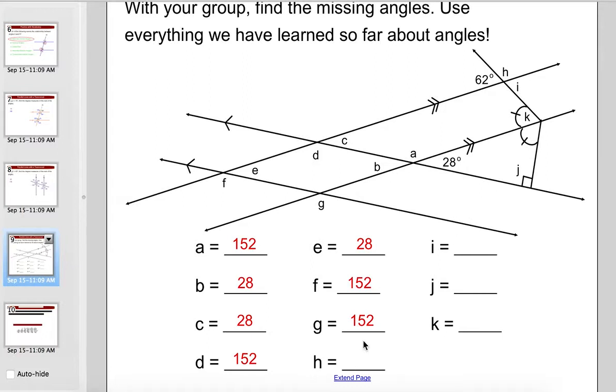Okay, I can do H right away. H and 62 make a linear pair. So we can go 180 minus 62 to get 118 for H. I and 62 are vertical angles. So that one's 62. K I can find by those are corresponding, the 62 and the K up here.